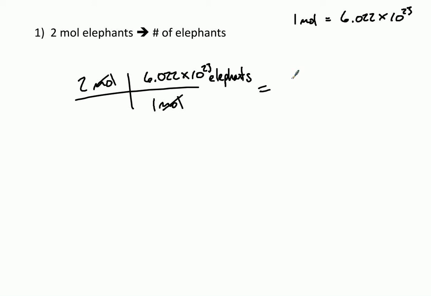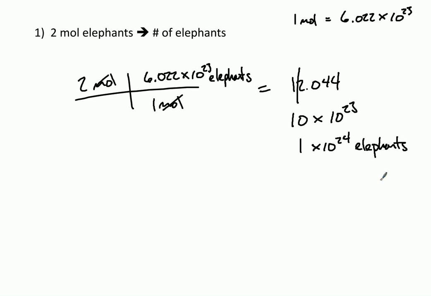And I don't really need a calculator for this one. It would be 12.044. I do only have 1 sig fig in that 2 moles, so I should round this to 1 sig fig. It'd be 10 times 10 to the 23rd. I do actually have to move the decimal, which actually makes it a 1 times 10 to the 24th. Be careful not to keep that 0, because I only wanted 1 sig fig anyway, right? There's 1 times 10 to the 24th elephants in 2 moles of elephants.